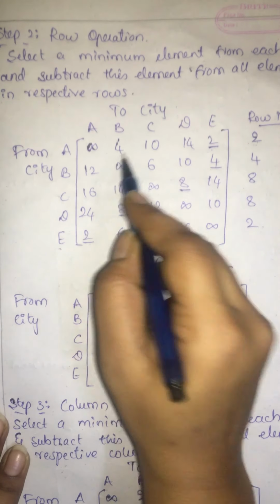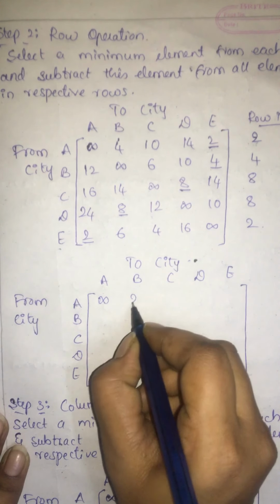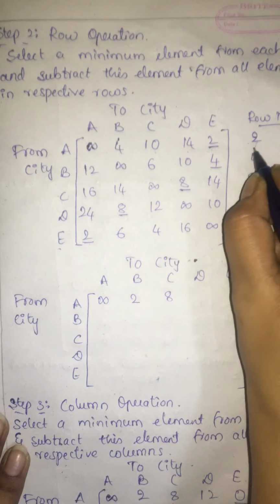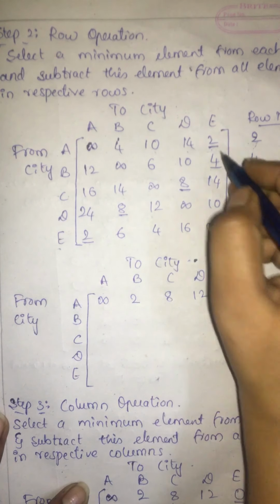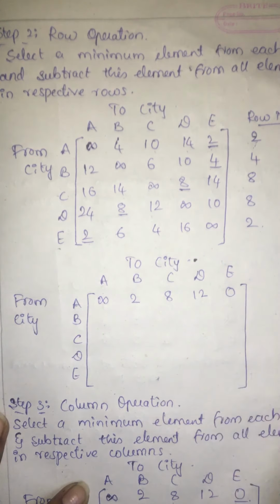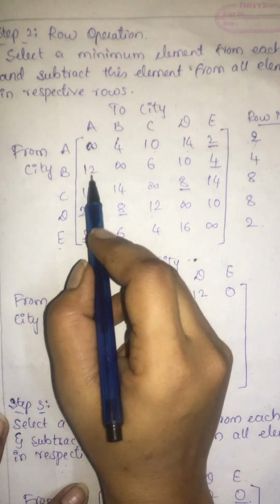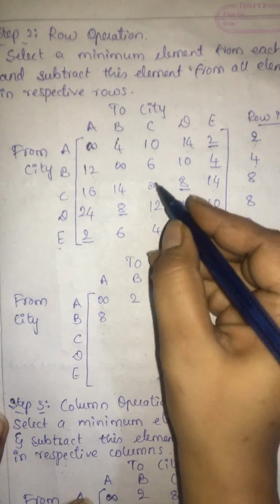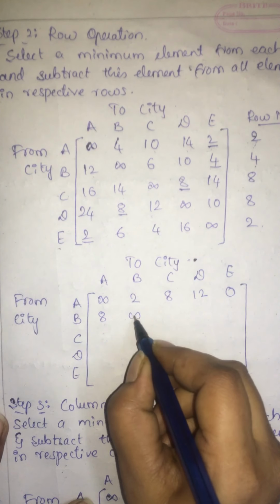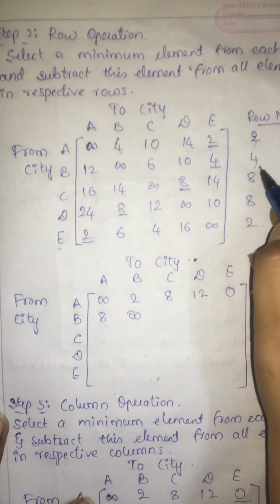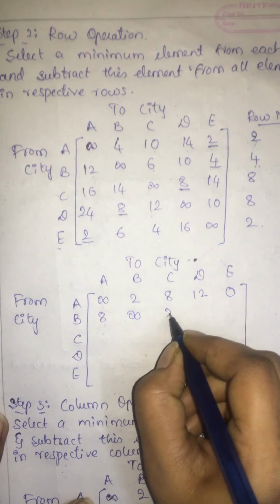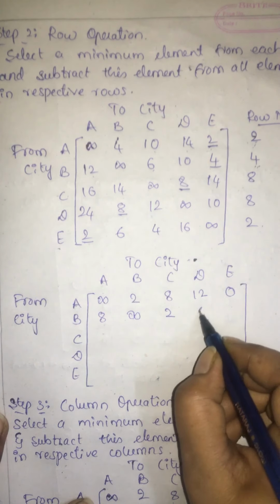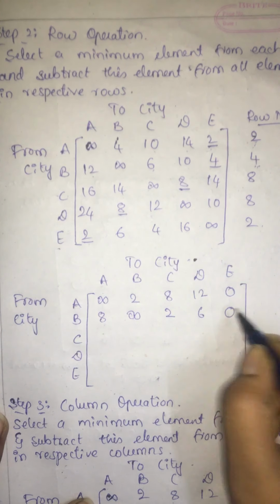Okay, so 4 minus 2 is equal to 2, 10 minus 2 is equal to 8, 14 minus 2 is equal to 12, 2 minus 2 is equal to 0. Take the second row, 12 minus 4 is equal to 8, infinity minus 4 is equal to infinity. 6 minus 4 is equal to 2. 10 minus 4 is equal to 6. 4 minus 4 is 0.